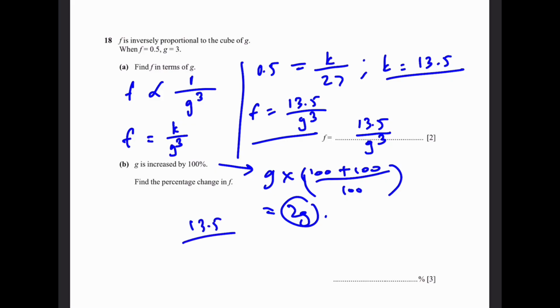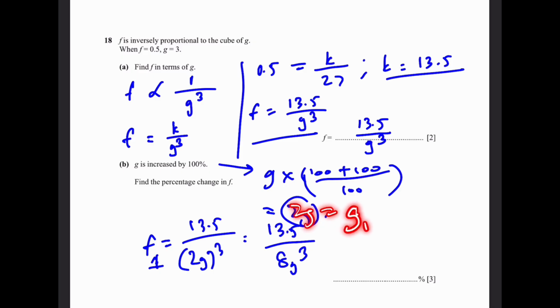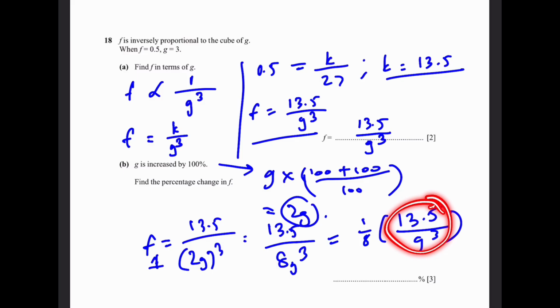So 13.5 by 2g the whole cubed is going to be f. And now that becomes 13.5 by 8g cubed. Let's call this f1, because this over here, 2g, let's call that g1. So we substitute g1 here, which is why we put 2g there, and cube it, so 8g cubed, and 13.5 in the numerator. So we can see that this can be written as 1 by 8 times 13.5 by g cubed. And this is f over here. F is equal to 13.5 by g cubed. So that's going to be equal to 1 by 8 f.